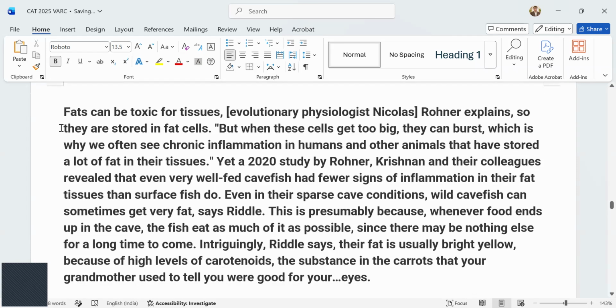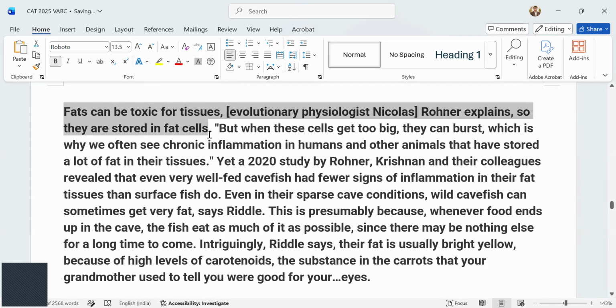Right? The fats can be toxic for tissues, evolutionary physiologist Nicholas Rohner explained. So they are stored in fat cells. But when these cells get too big, they can burst, which is why we often see chronic inflammation in humans and other animals that have stored a lot of fat in their tissues. This is usual.